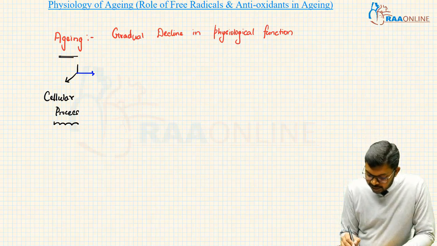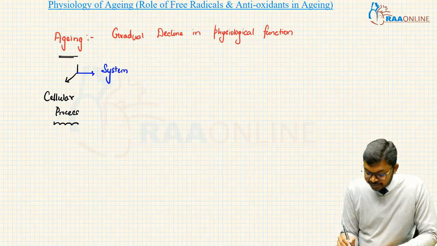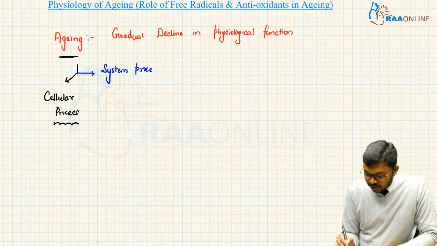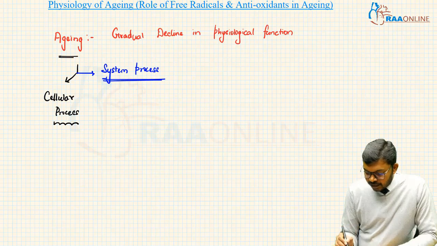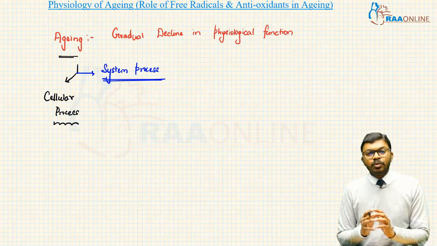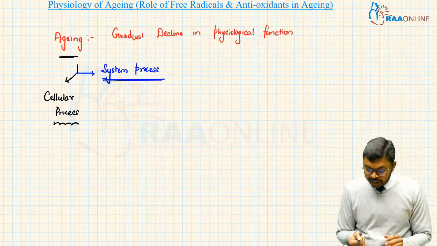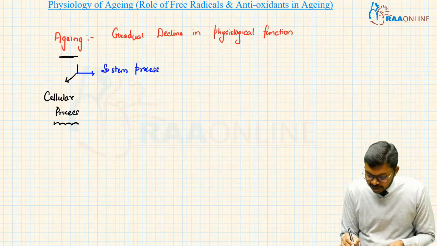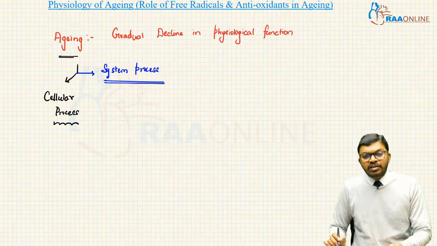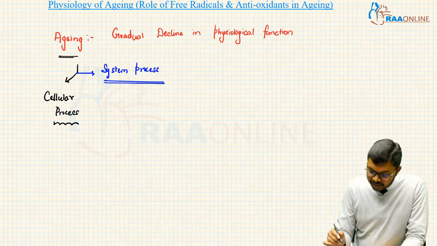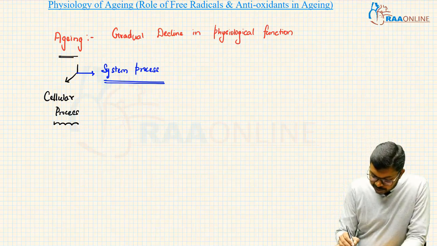And on the other side, system processes. What are all the changes that we see at organ system levels? What are all the changes happening in the cardiovascular system? What are the changes happening in neurological functions? So that is how we can study aging in two different aspects. Alright. So number one, it is going to be cellular processes, and number two, it is going to be system processes, guys. Let's start with cellular processes.